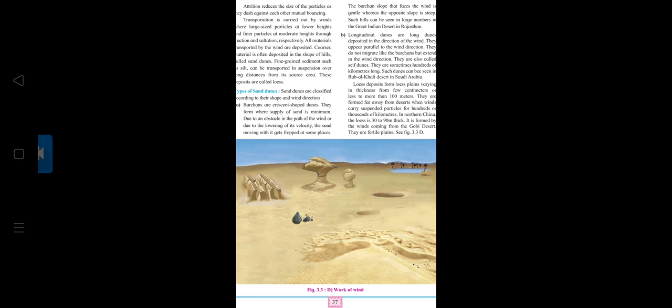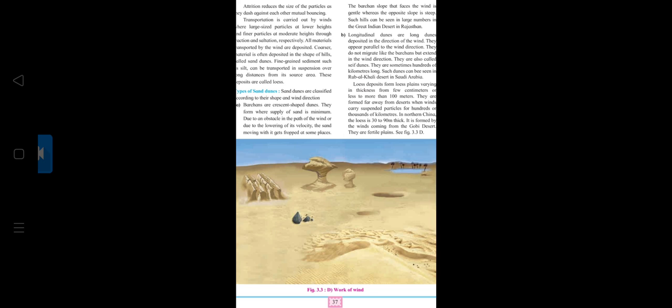Now, here we are talking about the work of winds. What work does the wind do? We already know that wind is less effective as an agent of erosion as compared to the other agents of erosion, that is water, glaciers, and waves. And what are the conditions required for it to be effective? What processes form a mushroom rock? What are ventifacts? What is a yardang?